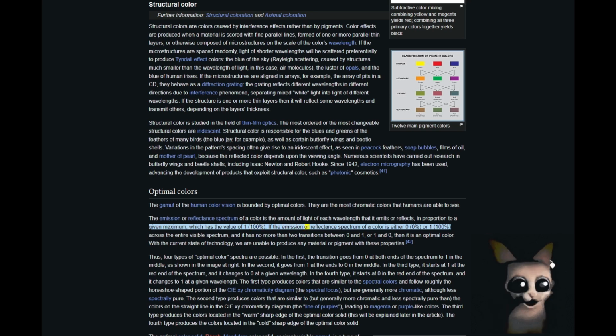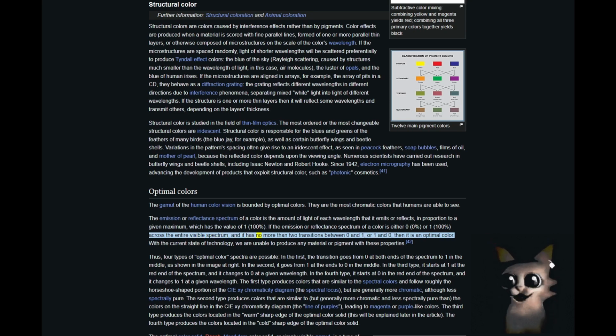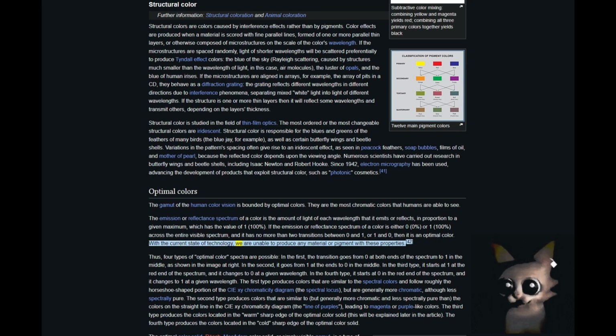If the emission or reflectance spectrum of a color is either 0% or 100% across the entire visible spectrum, and it has no more than two transitions between 0 and 1, or 1 and 0, then it is an optimal color. With the current state of technology, we are unable to produce any material or pigment with these properties.